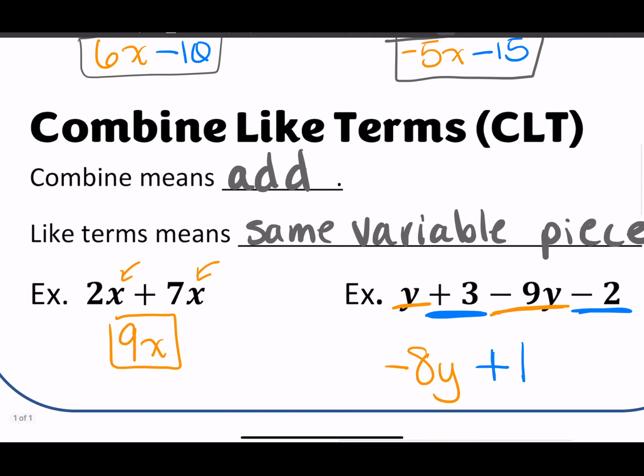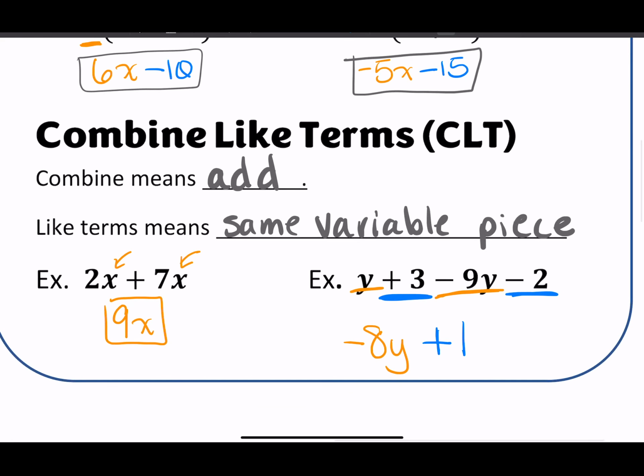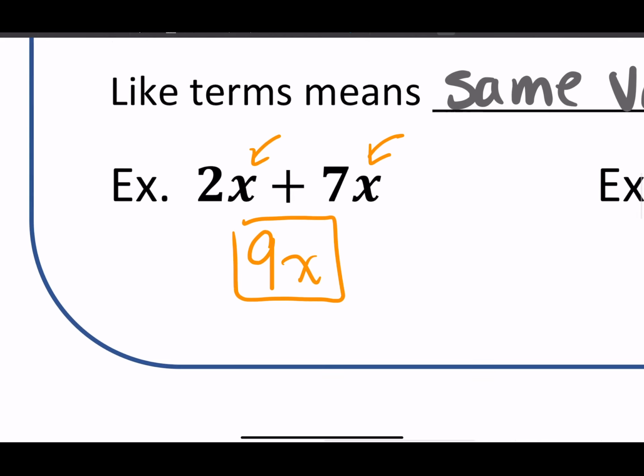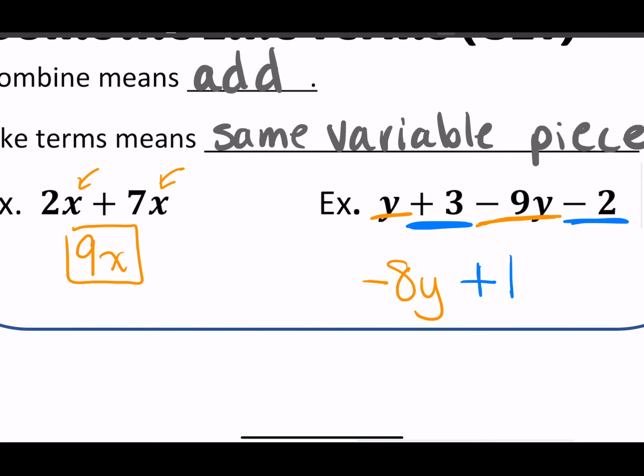Then the other thing you'll do if you see a variable is you'll combine like terms, which I abbreviate CLT. So combine means you add, like terms means the same variable piece. So in this first example, this x and this x exist behind the 2 and the 7. So I do 2 plus 7, and that's how I get the 9x. Okay, don't forget the variable. The variable's got to follow, okay?